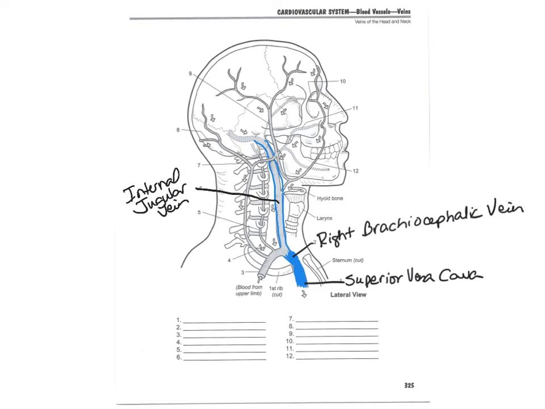The next vein that's draining into that brachiocephalic vein is the one that's going down through all those transverse foramen of the cervical spine, and we call that blood vessel the vertebral vein. So since these are on the right side of the neck, we're going to call them the right. So we have got the right internal jugular vein. Now we have the right vertebral vein.